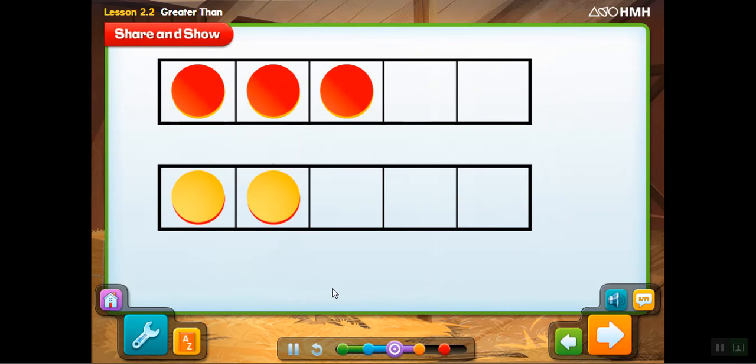Here are 2 sets of counters. Let's find out how many are in each set. Click the red set to start counting them.